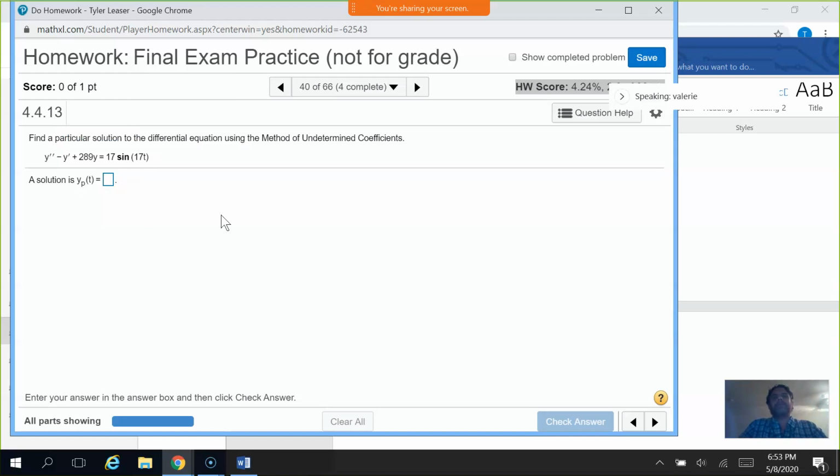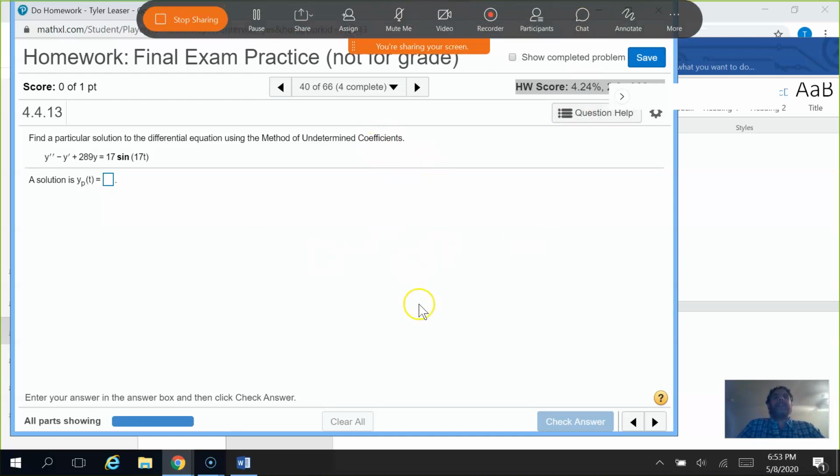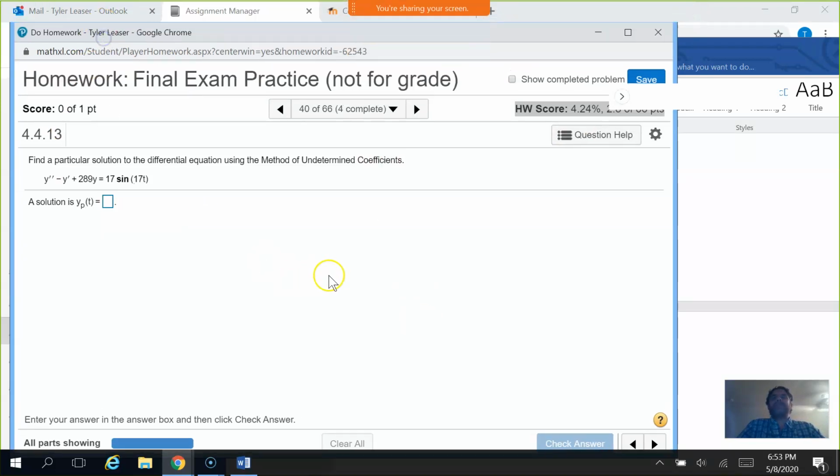So you just do the A, or the coefficient thing? Yeah, so this would be the A sine 7t plus B cosine 7t. And you'd plug that back in to find the A and the B. That's easy enough. Yep. Anything else, Thomas? You got any other big questions? That's it.